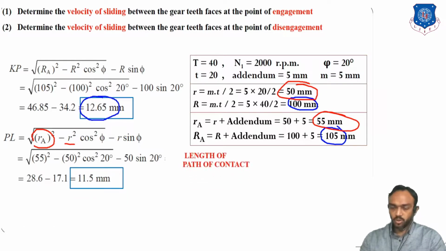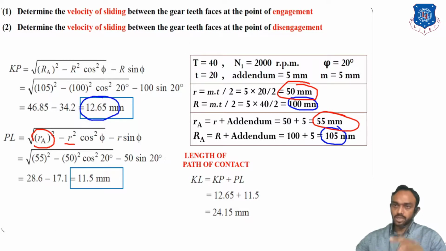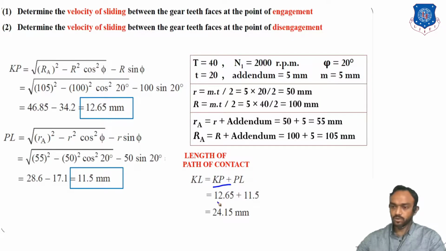So Kp plus PL means length of path of contact is Kp plus PL. It is not asked in the question but it is used indirectly. For finding the engagement velocity and disengagement velocity, Kp and PL will be used individually. So Kp is equal to 12.65 and PL is equal to 11.5. Okay.